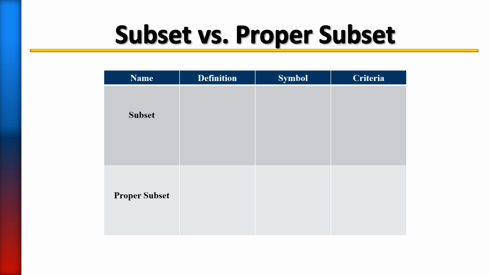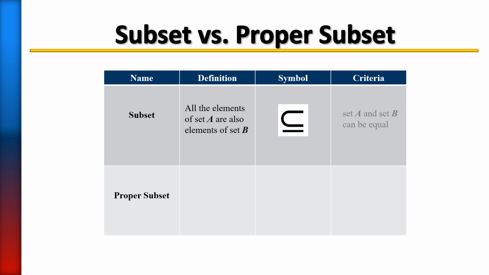So a subset, recall, is every element of set A is also an element of set B. And it is the symbol with the side U, but with a line underneath it. Now, set A and set B, it's okay if they're equal to one another. That's not a problem with subset.